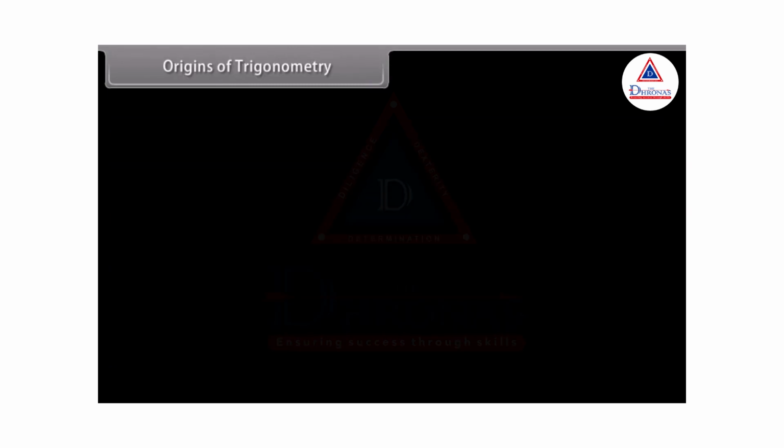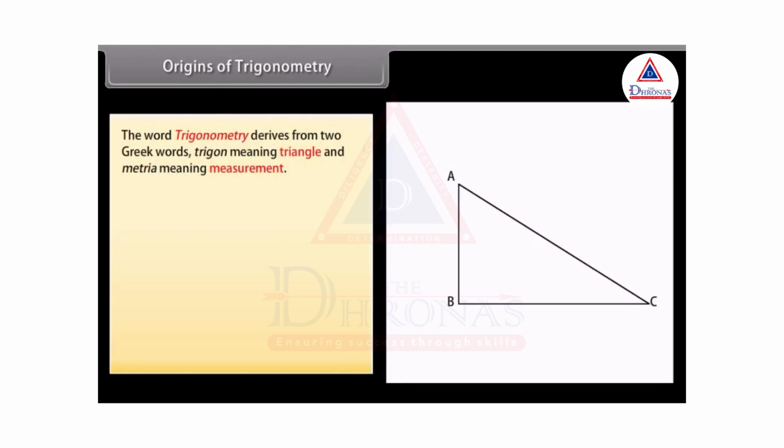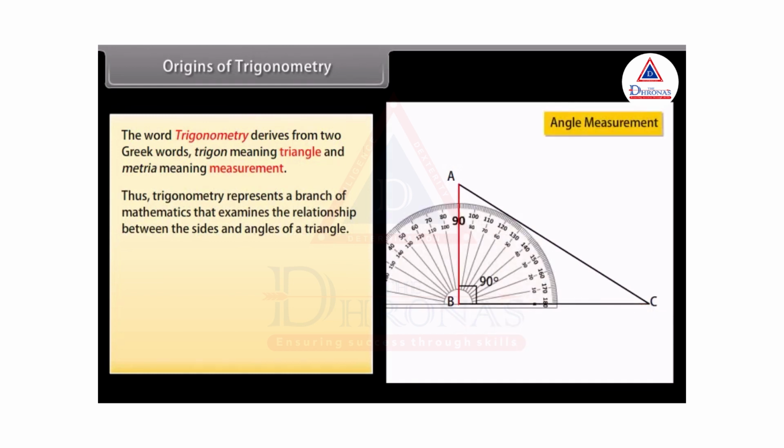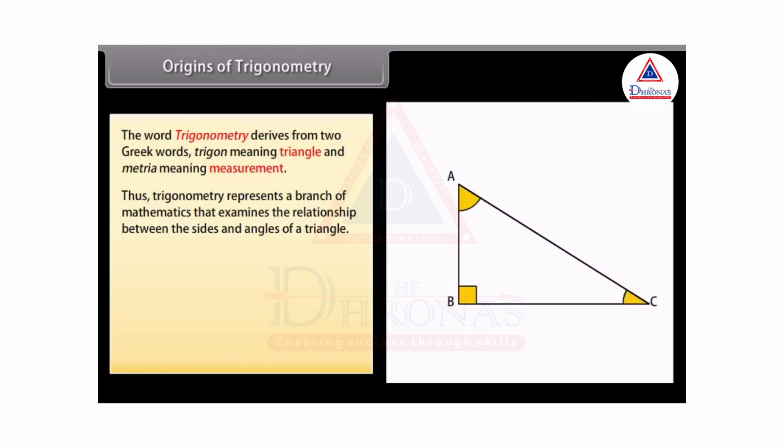Origins of trigonometry. The word trigonometry derives from two Greek words, trigon, meaning triangle, and metria, meaning measurement. Thus, trigonometry represents a branch of mathematics that examines the relationship between the sides and angles of a triangle.